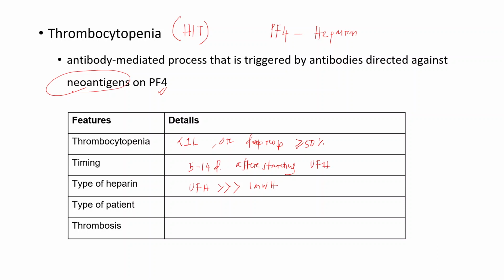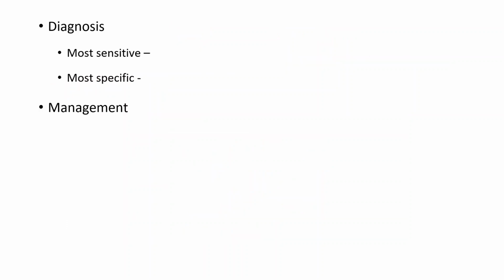Now coming to the type of patient, it is usually seen in surgical patients more than medical patients, and more common in females than males. Now thrombosis: venous thrombosis is more common than arterial. So both arterial and venous thrombosis are possible, but venous thrombosis is much more common than arterial thrombosis. So these are the features of heparin-induced thrombocytopenia.